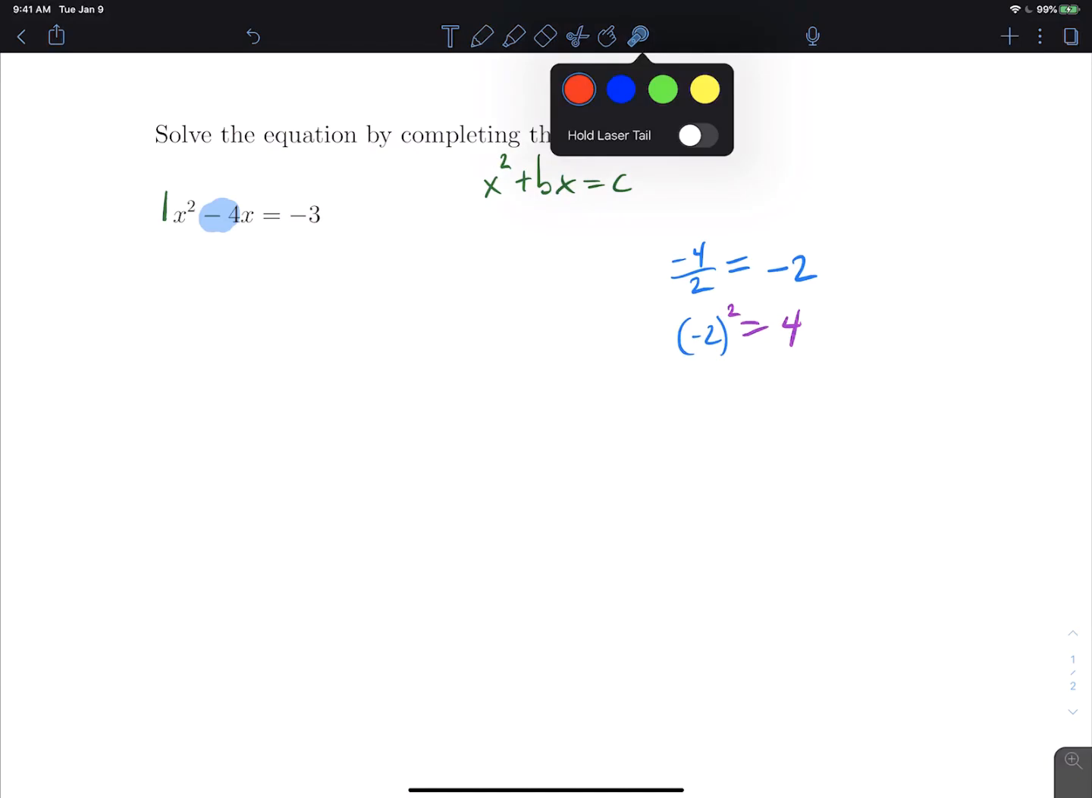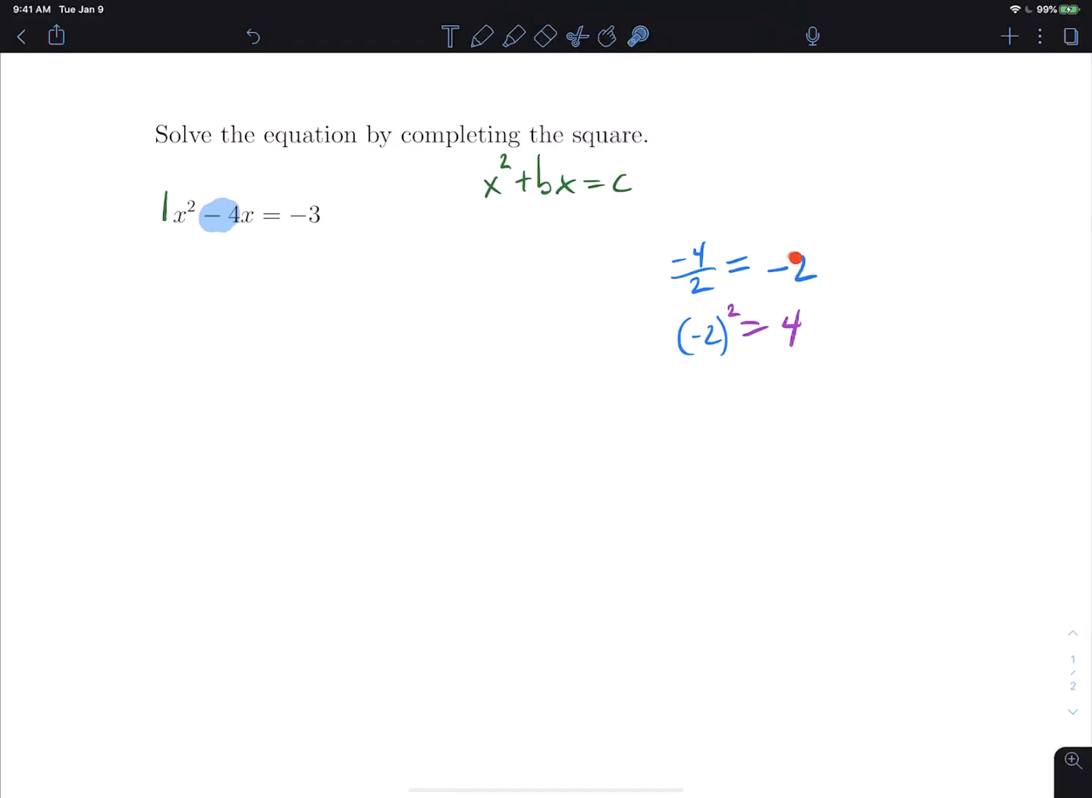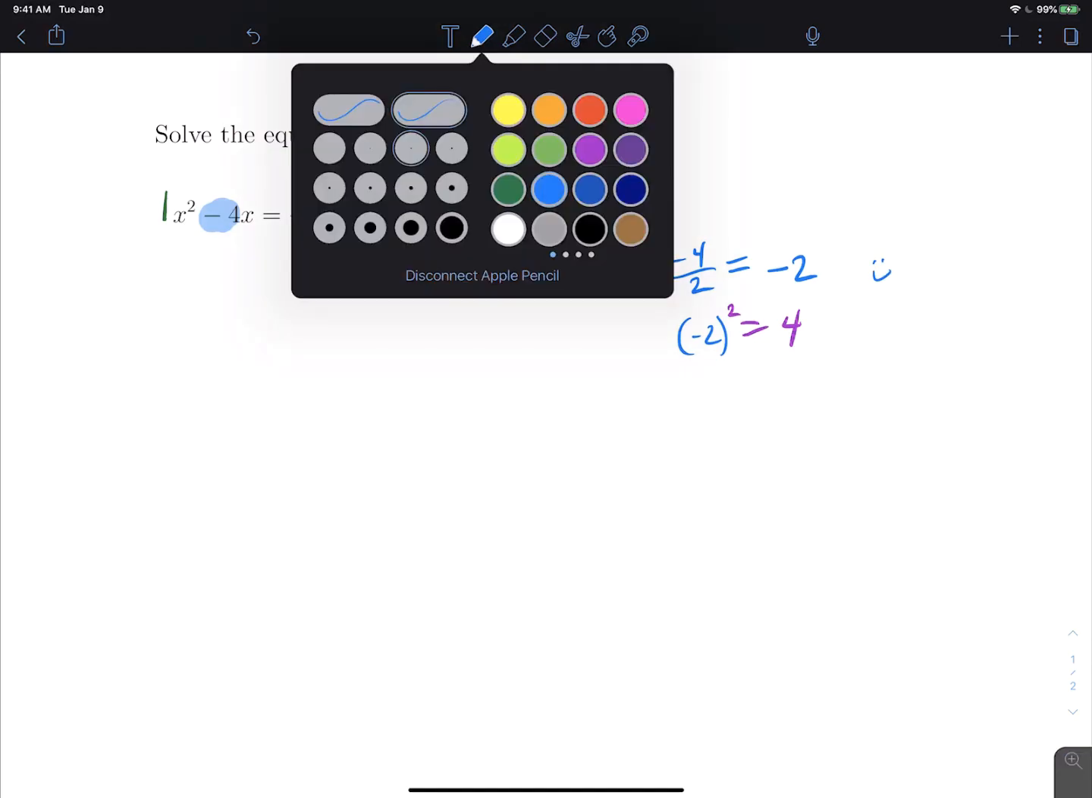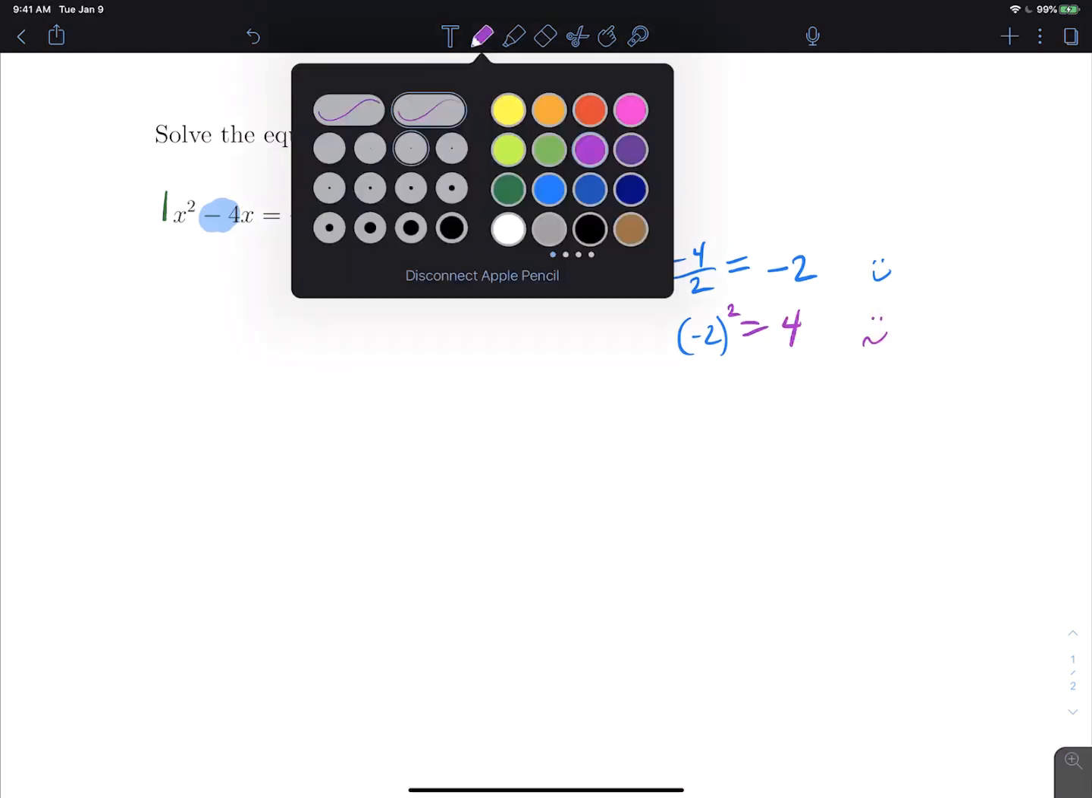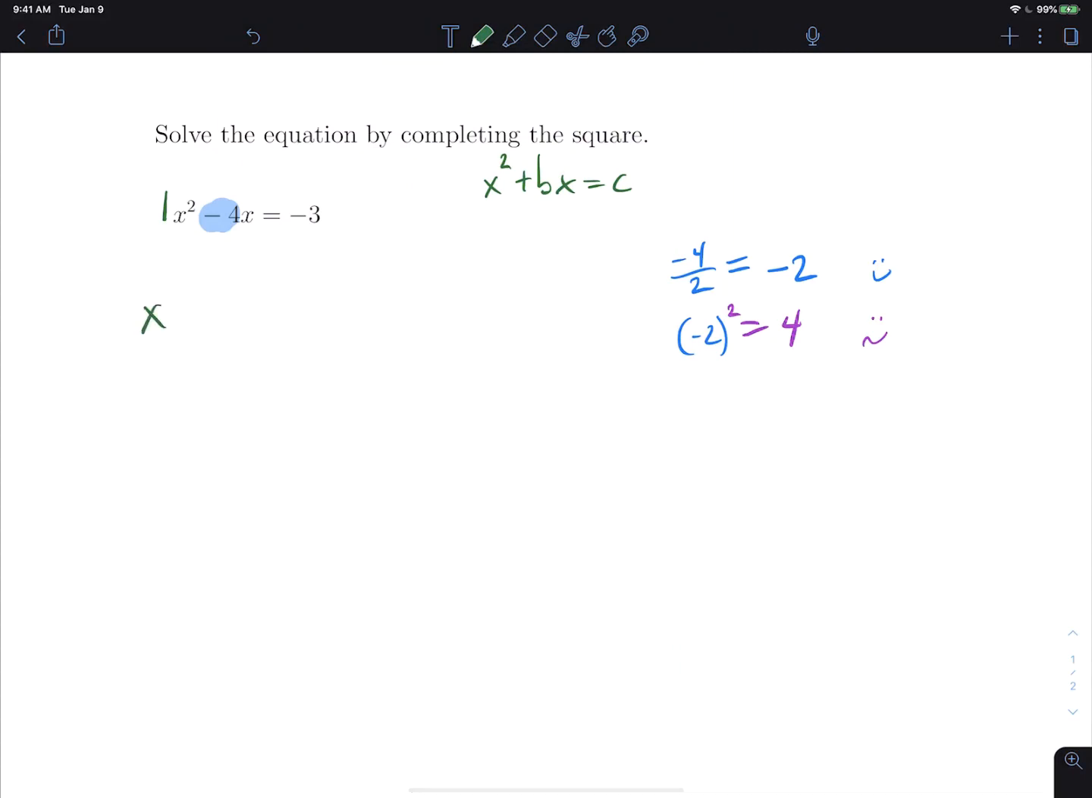Awesome. So in our previous steps, this negative 2 represents the smiley face, and the 4 represents that squiggly face. So we're going to take this squiggly face, the 4, and add it to both sides of this equation. That's going to give me x squared minus 4x plus 4 is equal to negative 3 plus 4.